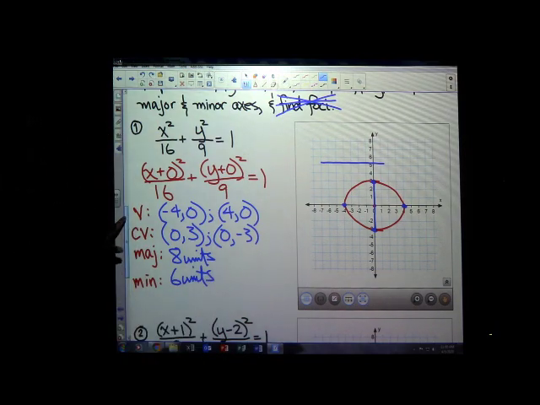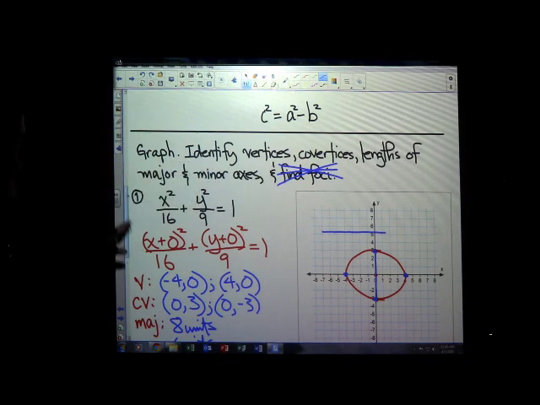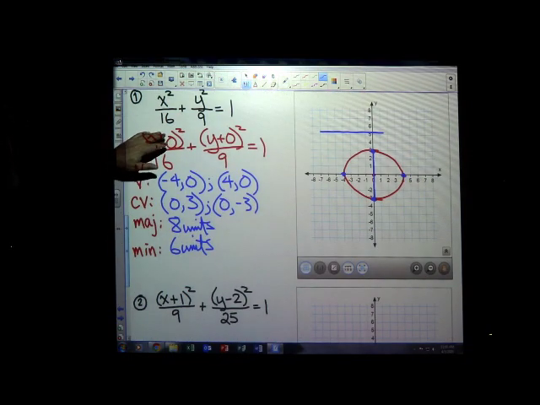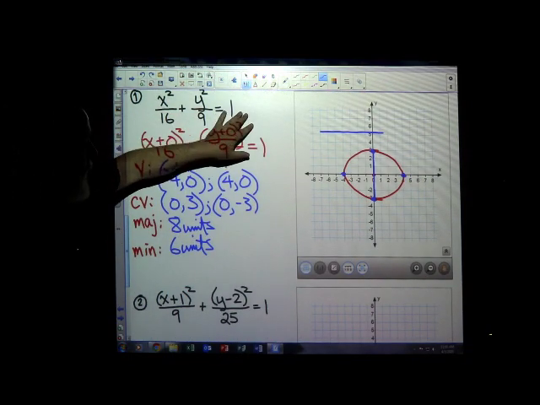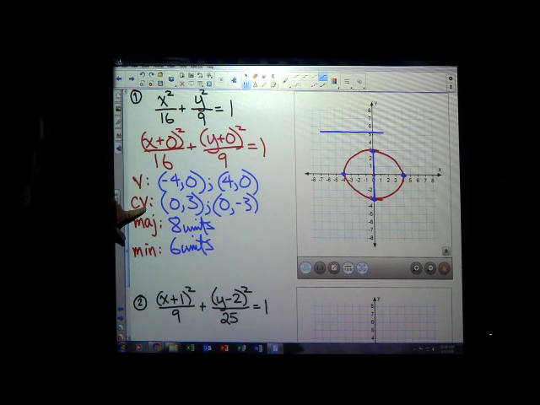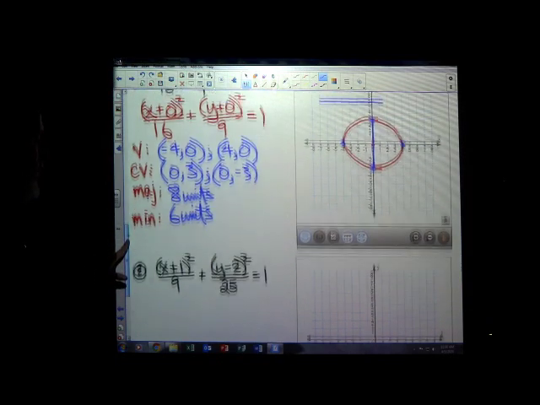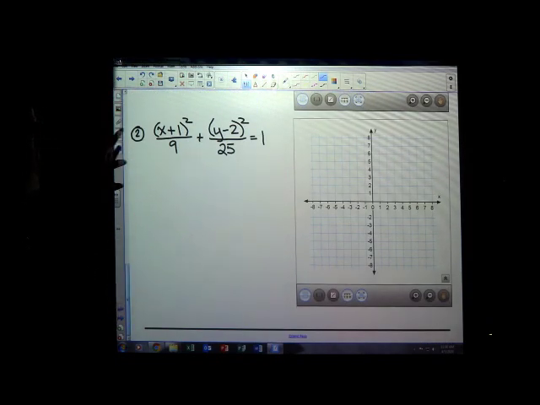And that's all we were asked to do because we're not finding the foci for today. We graphed it. We found the vertices, the co-vertices, the length of the major axis, and the length of the minor axis. We're going to do that again with this one.